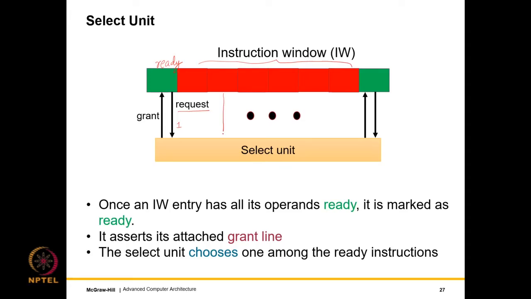There are similar request lines connected from the rest of the entries, and all of their status is 0. But again, for the next green line, it is 1. So what the select unit does is that it basically selects one of the requests and grants it.